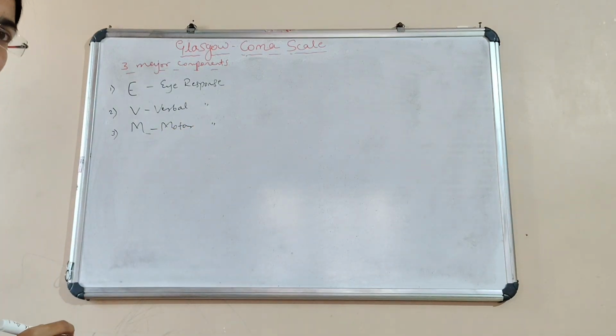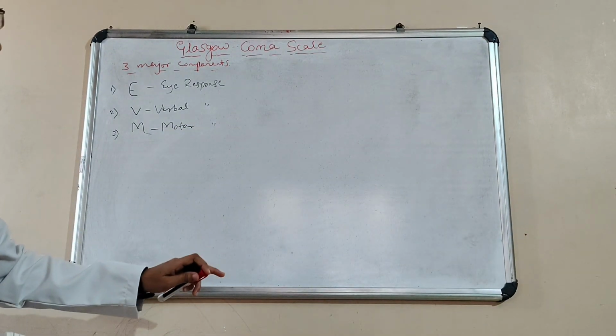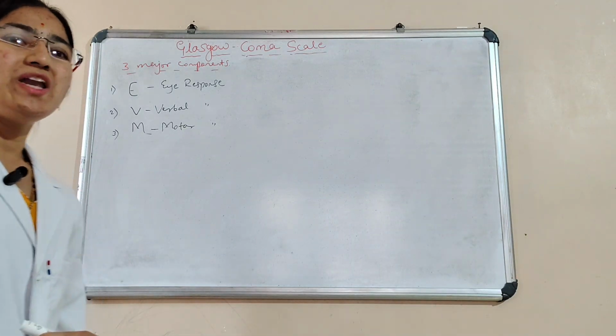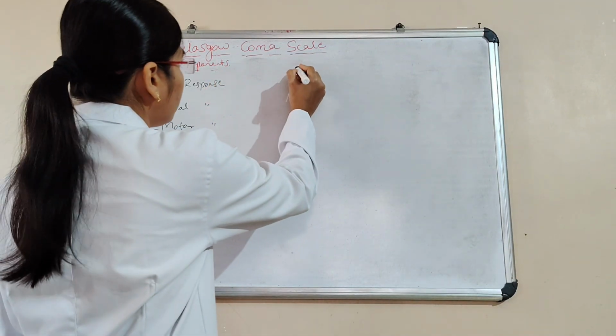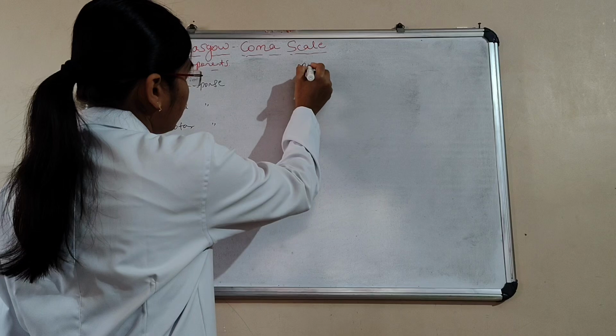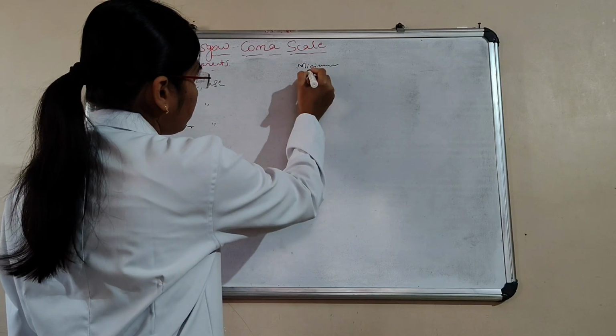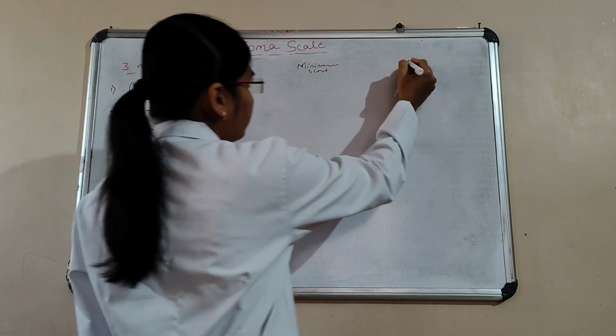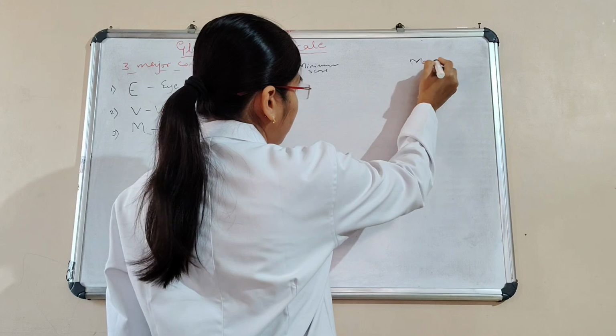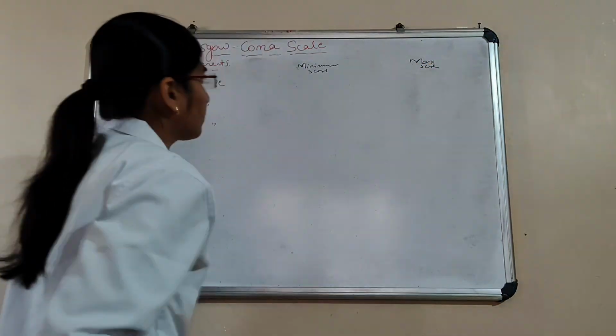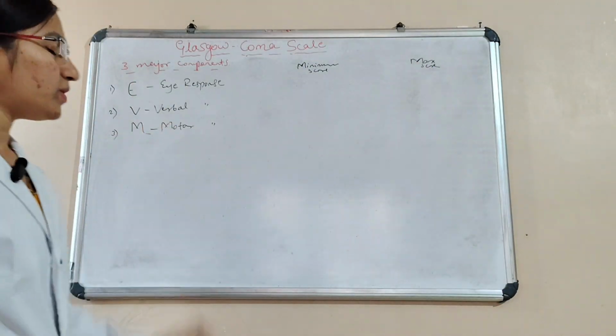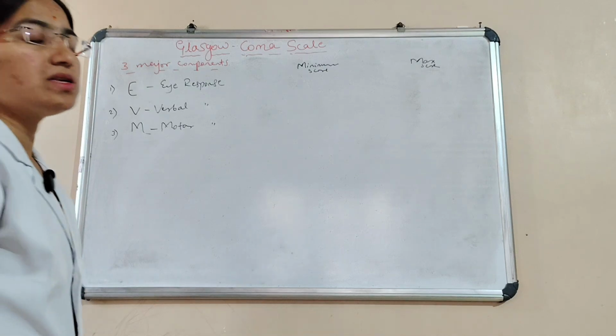Here we will give a maximum score and a minimum score. For the minimum eye response, verbal response and motor response, at least we'll give 1.